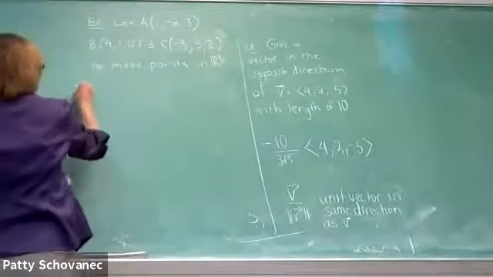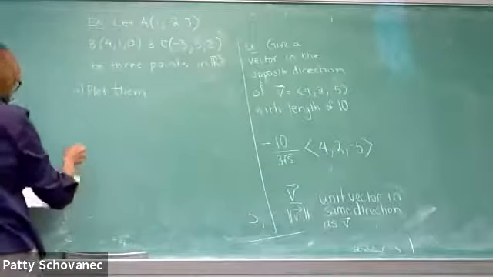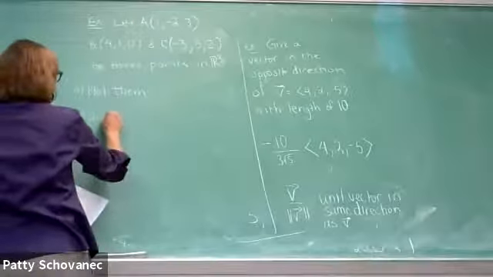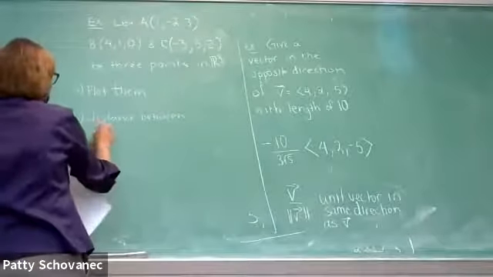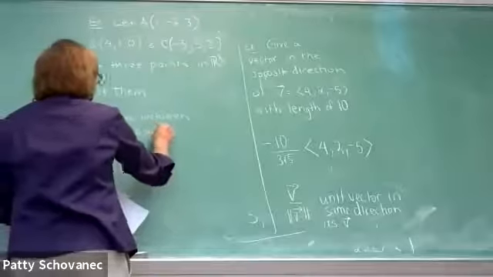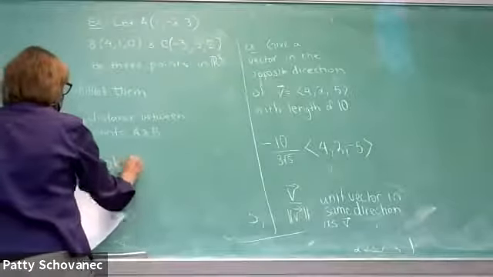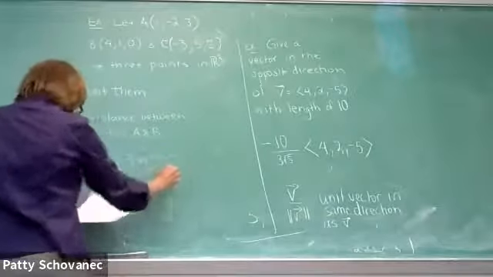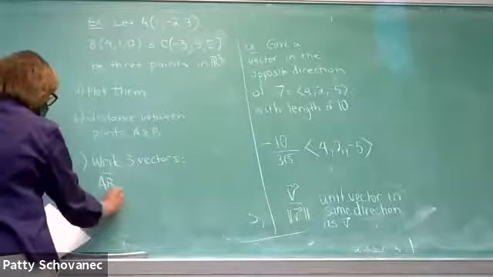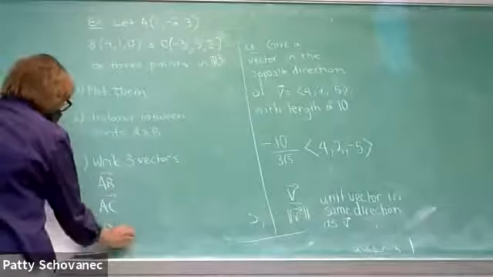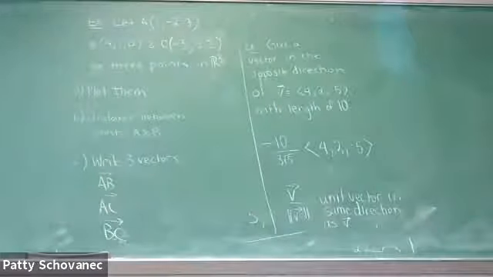So in part A, I want you to plot them. In part B, let's see if you can find the distance between points A and B. And in part C, I want you to write the 3 vectors: vector AB, vector AC, and vector BC. Let me see if you can plot those points first.